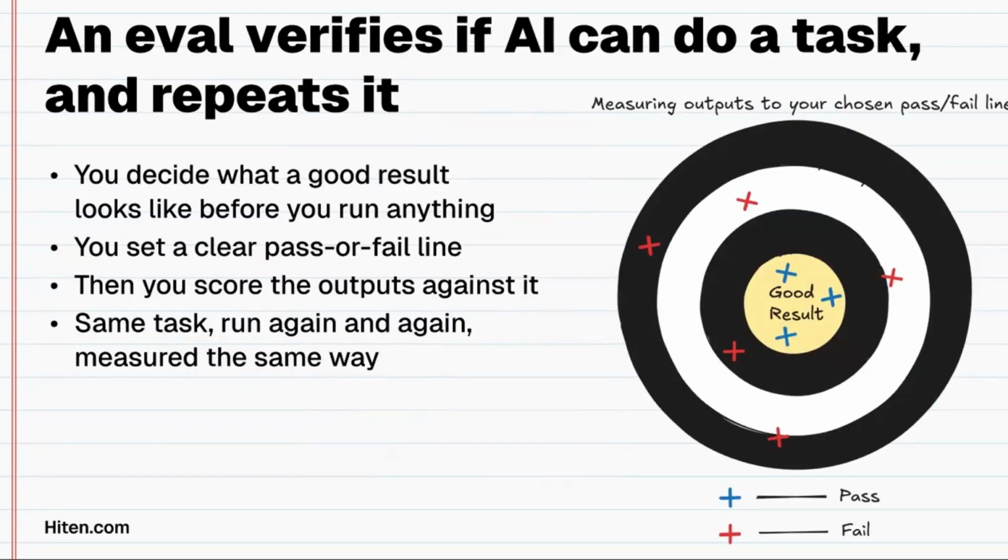So actually, what is an eval? An eval simply verifies if an AI can do a task and repeats it. So can it do it once, and then can it do it again at the same level of quality and output criteria that you have? That's basically what it is. The way an eval is supposed to work is that you take what a good result looks like, and you literally do that before you even run the AI, in most cases.